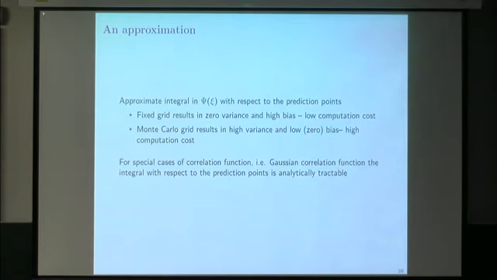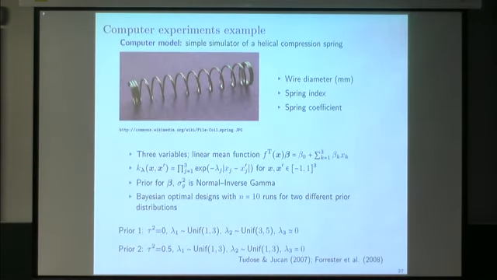Also, for special correlation functions, we are able to derive this integral analytically as well. So the first example is from the area of computer experiments, where we have a simple simulator of a helical compression spring. This simulator has three inputs: the wire diameter, the spring index, and the spring coefficient. And we assume a Gaussian process model with a linear mean function and a separable exponential correlation function. By this I mean that we are allowed to have different correlation in different dimensions.